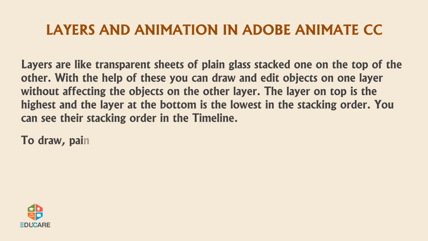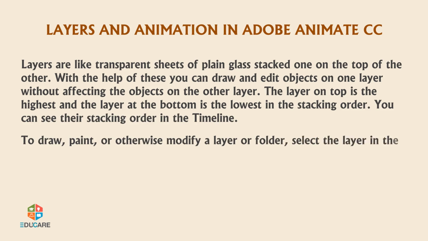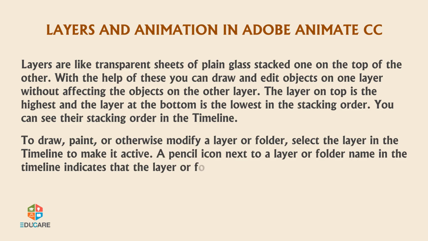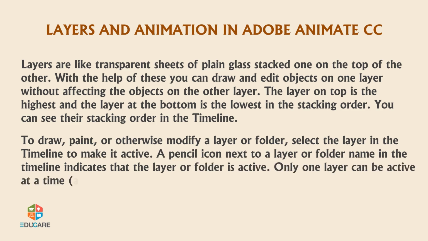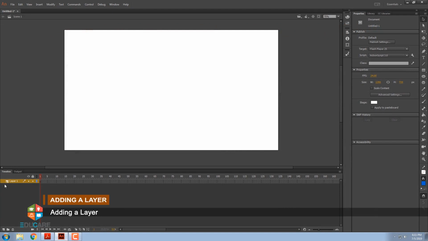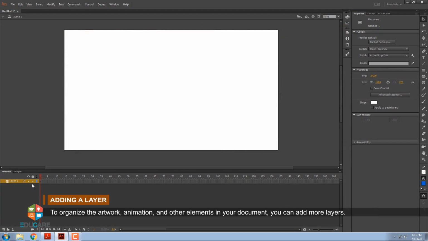To draw, paint, or otherwise modify a layer or folder, select a layer in the timeline to make it active. A pencil icon next to a layer or folder name in the timeline indicates that the layer or folder is active. Only one layer can be active at a time, although more than one layer can be selected at a time. Adding a layer. To organize the artwork, animation, and other elements in your document, you can add more layers.